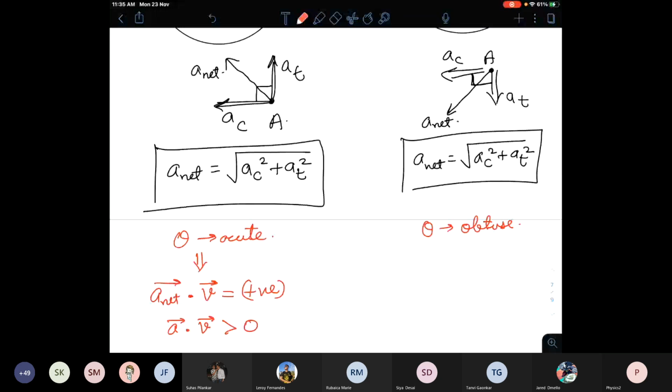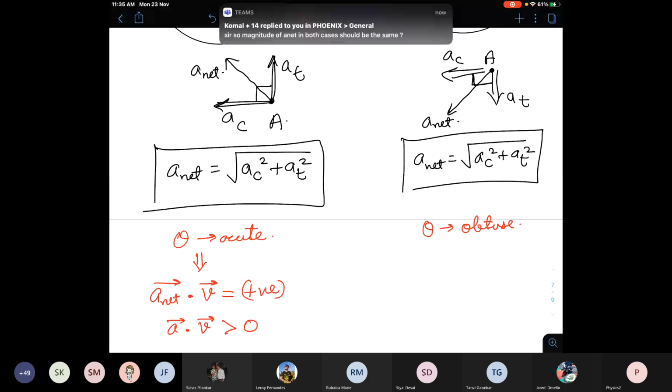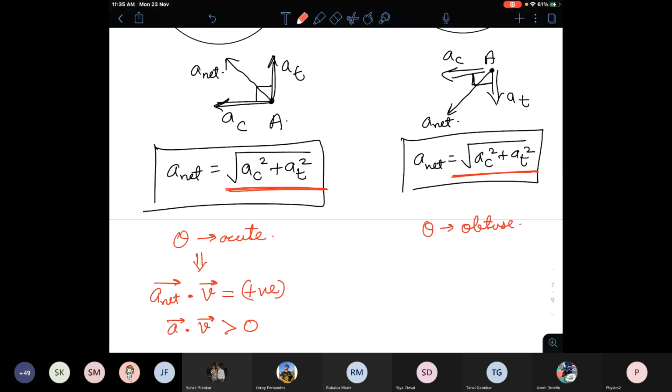That in the first case, where the angle between acceleration and velocity is acute, the dot product of net acceleration with velocity will be positive. I'm not writing anything, you just have to visualize it in your minds. Yes, magnitude will be this only. Magnitude is always calculated by the square root of a centripetal squared plus a tangential squared. That is not an issue.